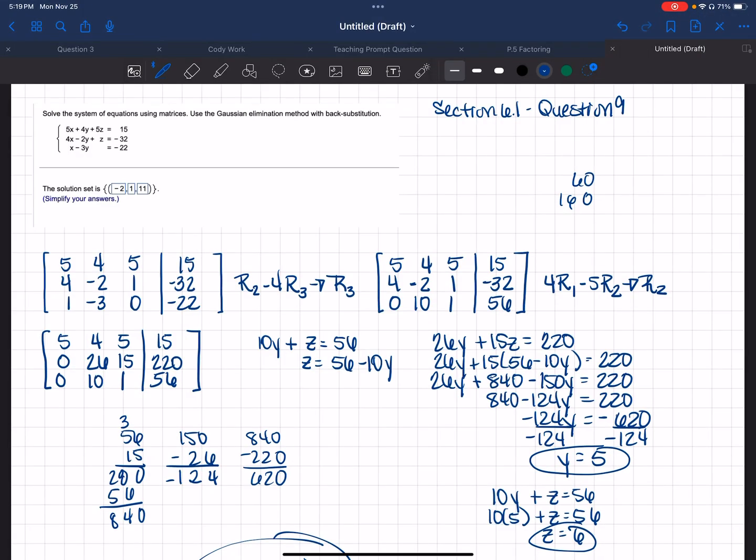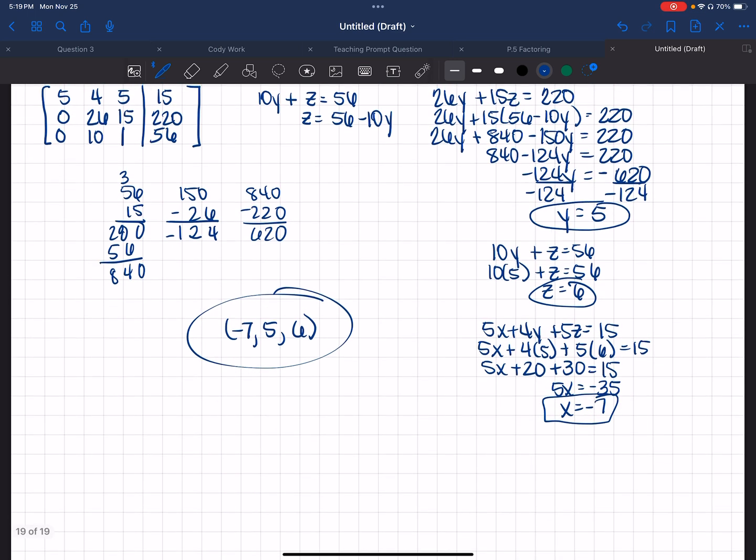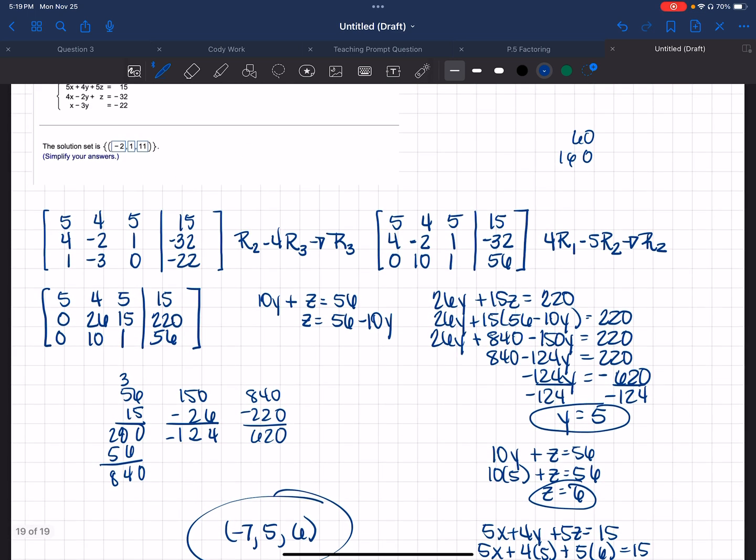Okay, so this is section 6.1, question 9. And this one's a little difficult also, Julissa. I noticed that you had originally put negative 2, 1, 11, and I believe that's probably what was counted wrong. I'm not sure if that was your second attempt and you just hadn't checked this one. But you should have gotten an answer of negative 7, 5, 6. And we're going to go over how we got that. Okay, negative 7, 5, 6.